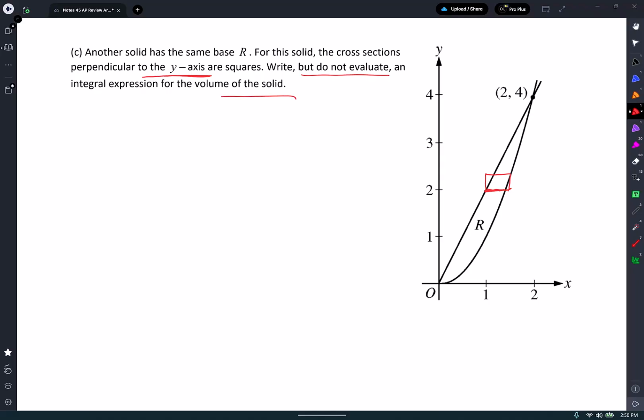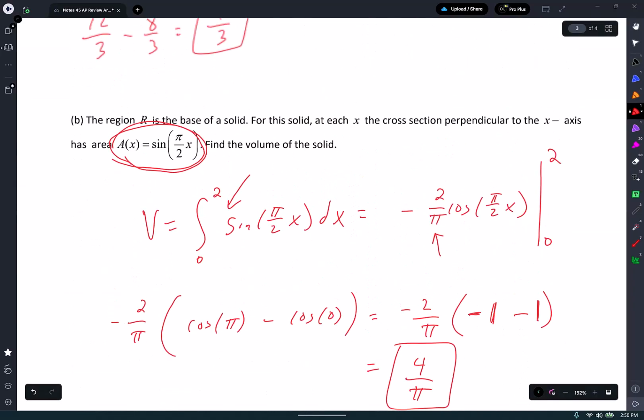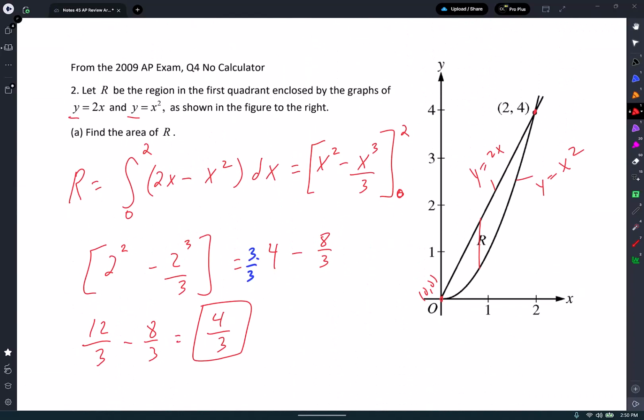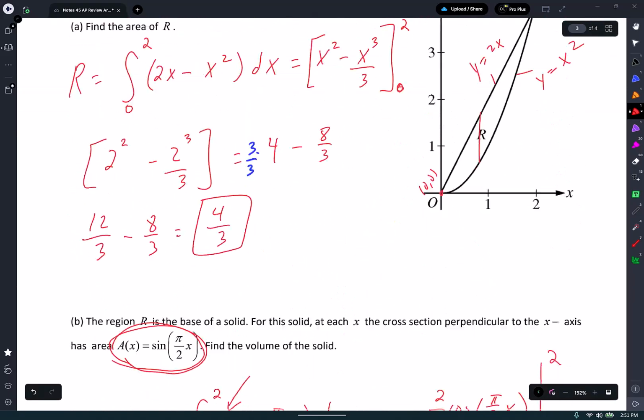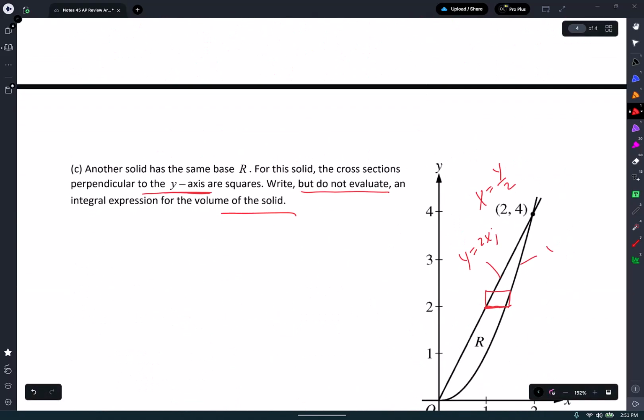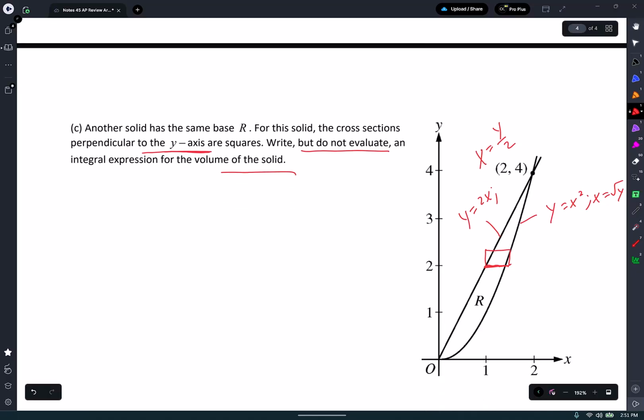Okay, well, since it's perpendicular to the y-axis, I've got to find these curves, but not in terms of y equals, but in terms of x equals. So this was y equals 2x, so we're going to switch that. Y equals 2x, divide by 2. So that's going to be x equals y over 2. And then this one was, I already forgot it. What was it? Y equals x squared, square root, x equals the square root of y. All right, here we go.